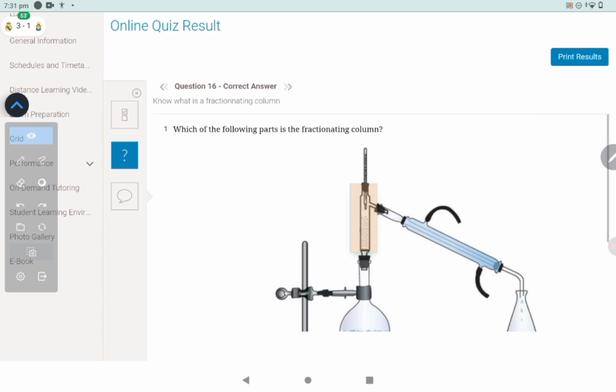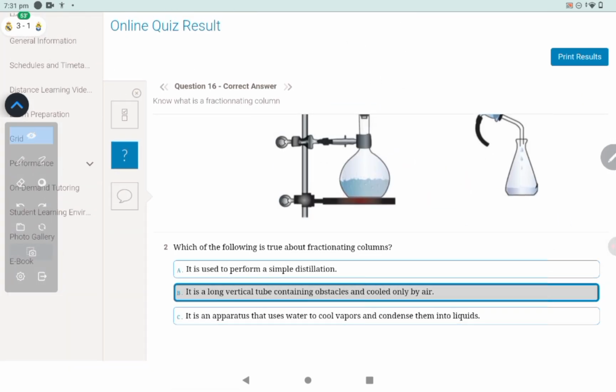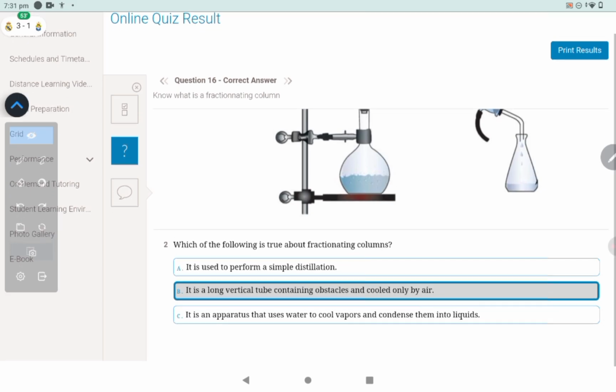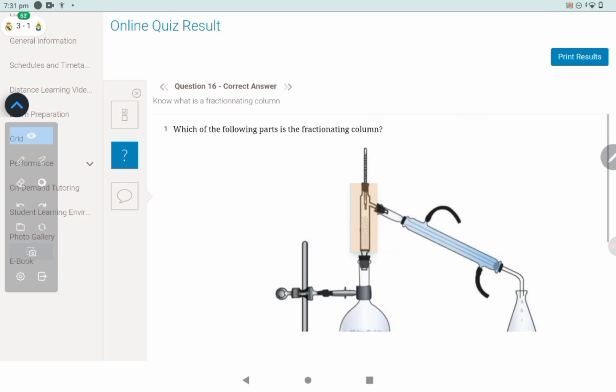Next one. Okay, this is what I said about the fractionating column. This is the thing in the distillation process called the fractionating column. This right over here. So what does it do? It has a long vertical tube containing obstacles and cooled only by air. Just memorize that. That is fractionating columns.